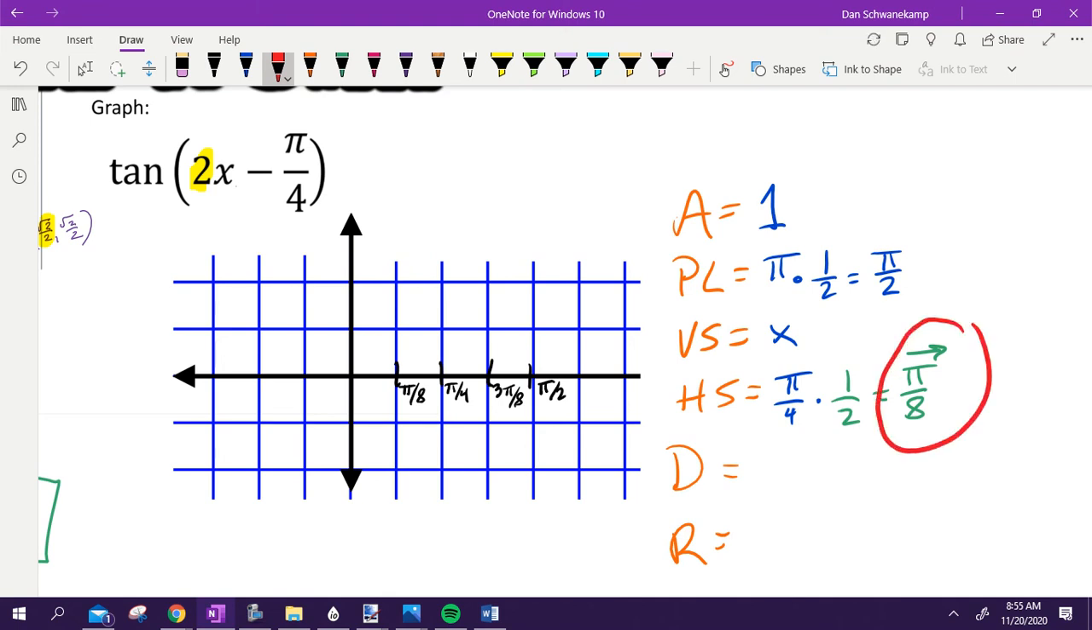We just said that we got to shift to the right, pi over 8. So how many hash marks do I need to move? 1 hash mark, pi over 8. Boom, there's my new midpoint. That's my new vertex. That's the middle of this graph.